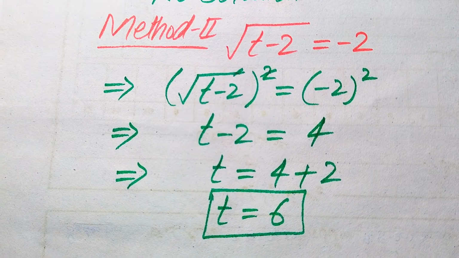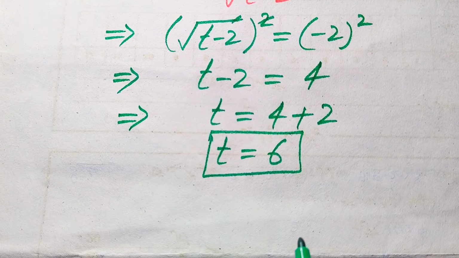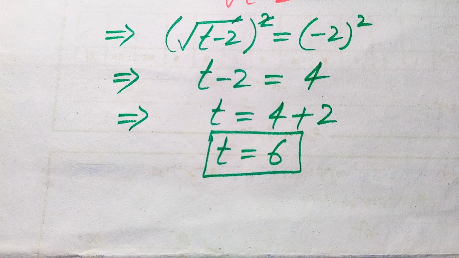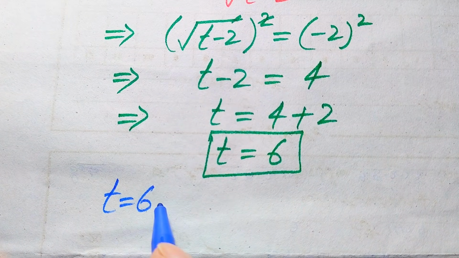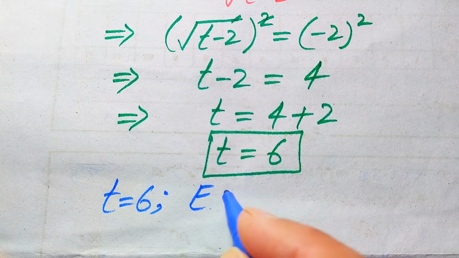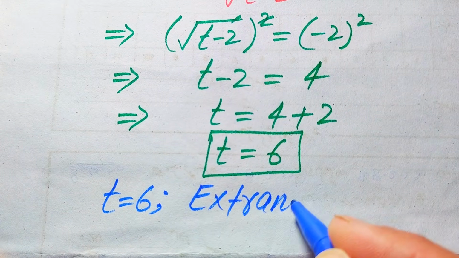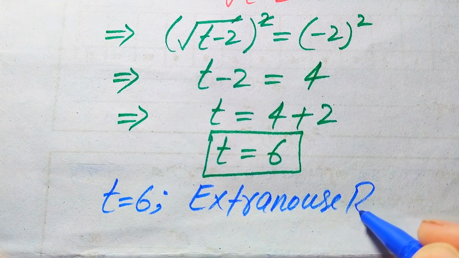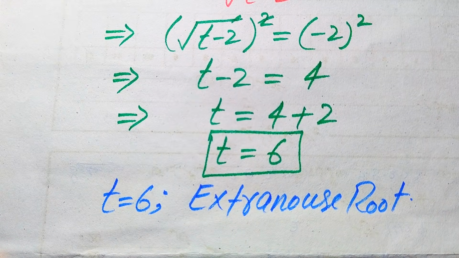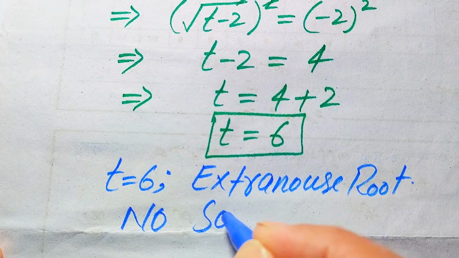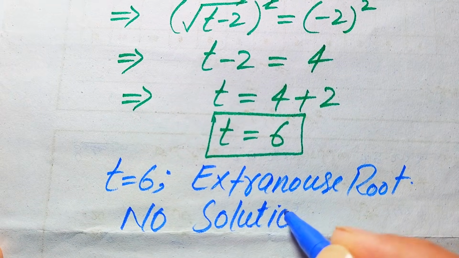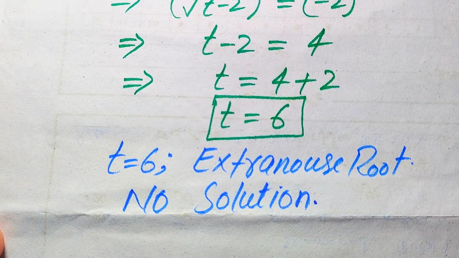So you see in the second method, we easily get the value t equals 6, but in the first method we already verified that this value of t does not satisfy our given question statement. So we conclude that t equals 6 is an extraneous root of the given equation because it does not satisfy our given question statement. And finally we conclude that this question has no solution because we cannot get any other value of t which satisfies our given question statement.